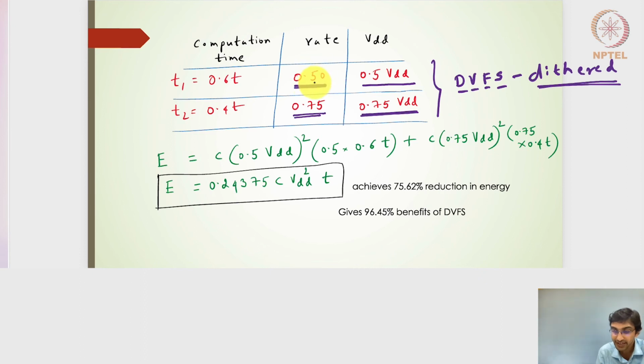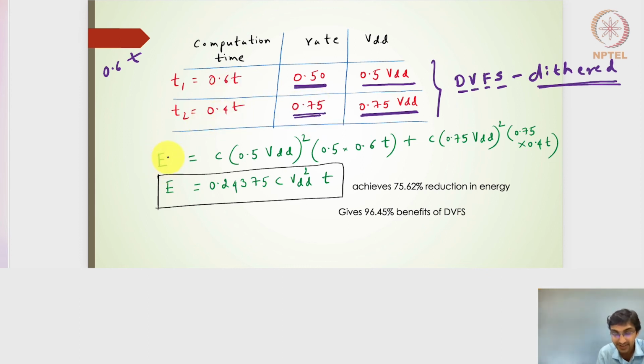Right, so if I'm using a rate of 0.5, I will require a time interval of 0.6 T, and if I use 0.75 after that, then the time interval is 0.4 T. So what it really means is, to achieve a rate of 0.6 for a duration of T, we will have to use the 0.5 rate for 0.6 T duration and the 0.75 rate for 0.4 T.